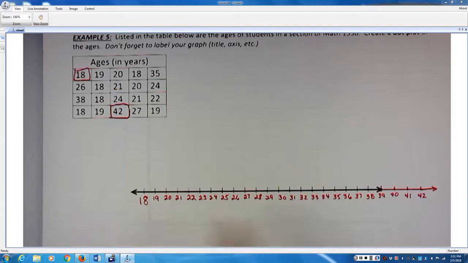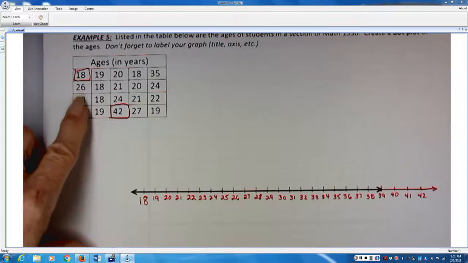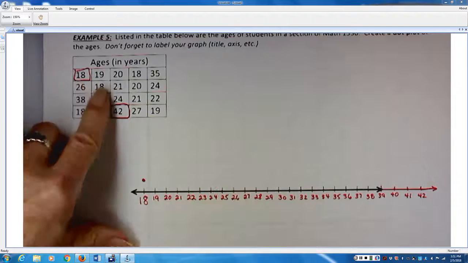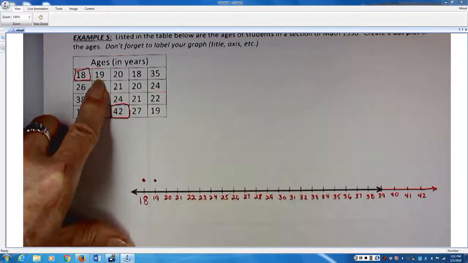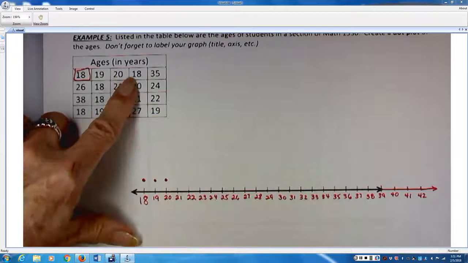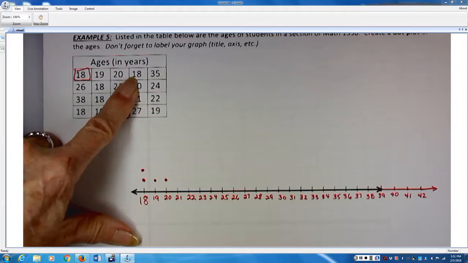Usually, I don't make you have one of these. I'll usually let you draw your own and scale it the way you want to. So in this case, my 18-year-olds, what you do is each one of these 18-year-olds is going to be a dot. So this first 18-year-old is a dot. And the 19-year-old is a dot. And the 20-year-old is a dot.